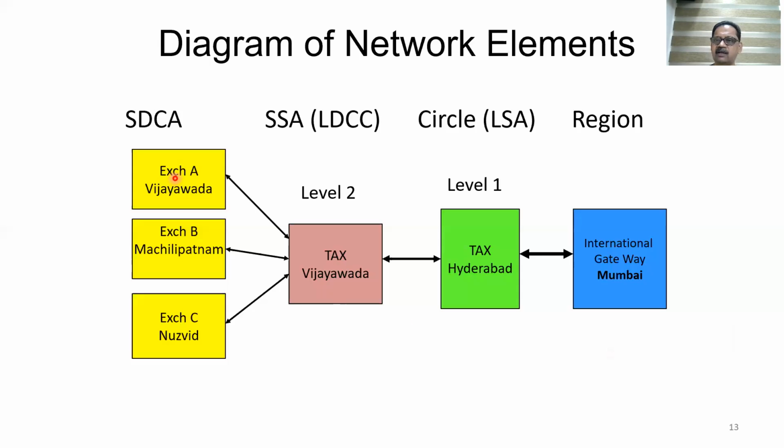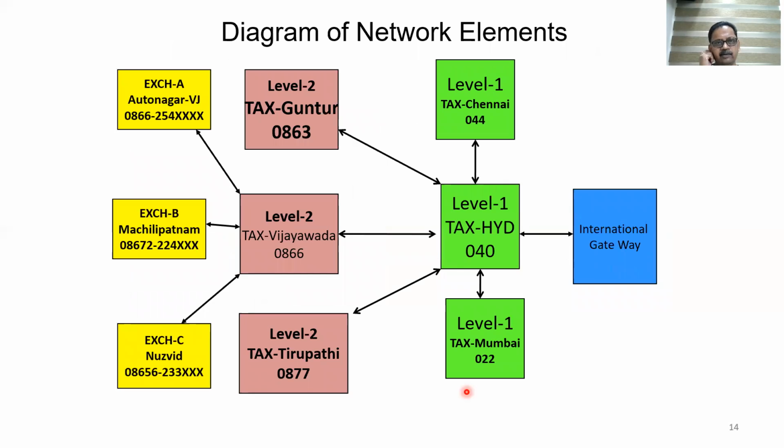Suppose the call is from exchange A, Vijayawada to Nuzvid, so it need not go to level 1 TAX. It is connected via level 2 TAX at Vijayawada. Vijayawada exchange itself is connected to Vijayawada TAX, and Vijayawada TAX is connected to Nuzvid exchange. So the call will be like this. From Machilipatnam to Nuzvid, the call is from Machilipatnam to Vijayawada, Vijayawada to Nuzvid. So that is how the calls are connected between the calling and called subscriber.